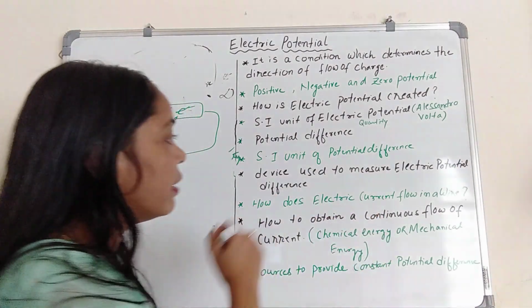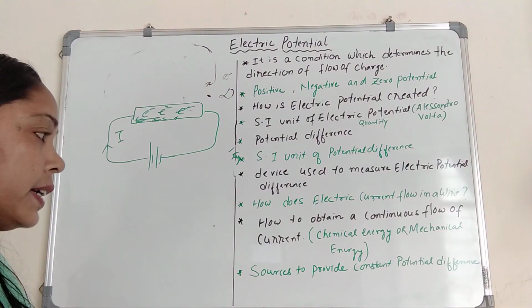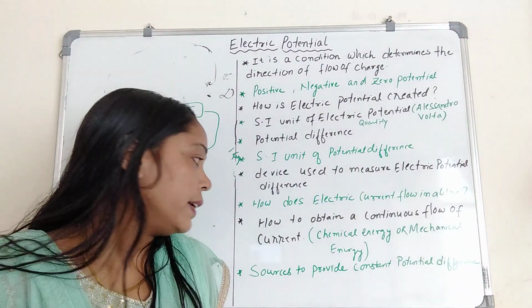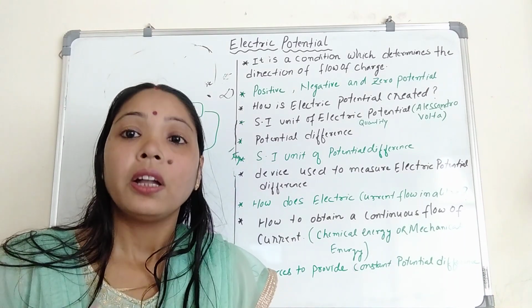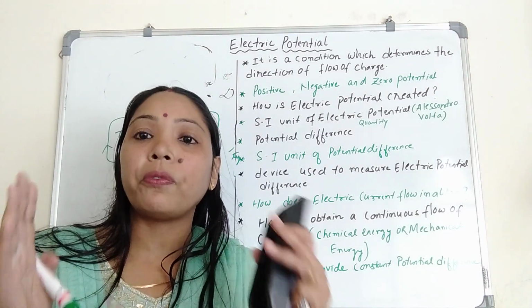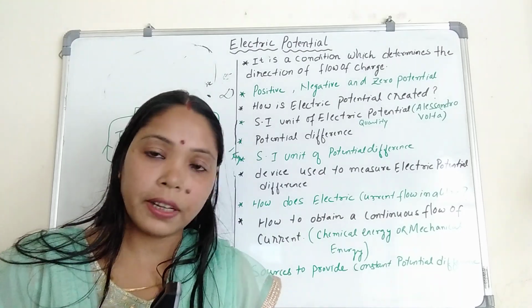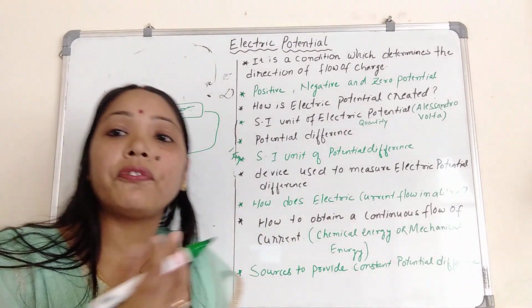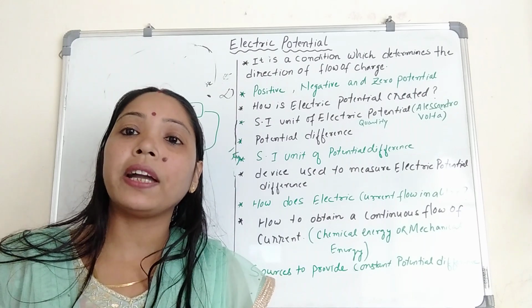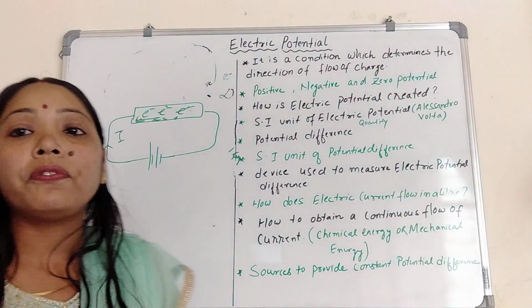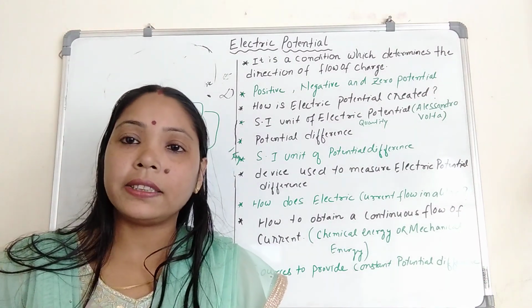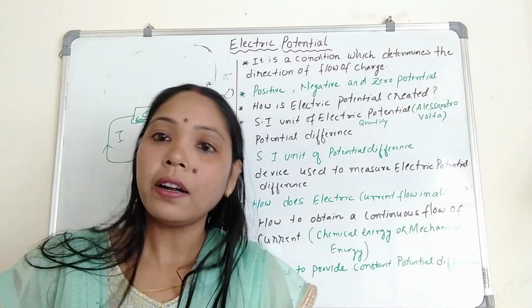Now, how to obtain a continuous flow of current? We can obtain a continuous flow of current with the help of some sources. We need a source which provides a constant potential difference. It can be in the form of chemical energy, as used in a battery or cell, or in the form of mechanical energy, like a generator or dynamo.